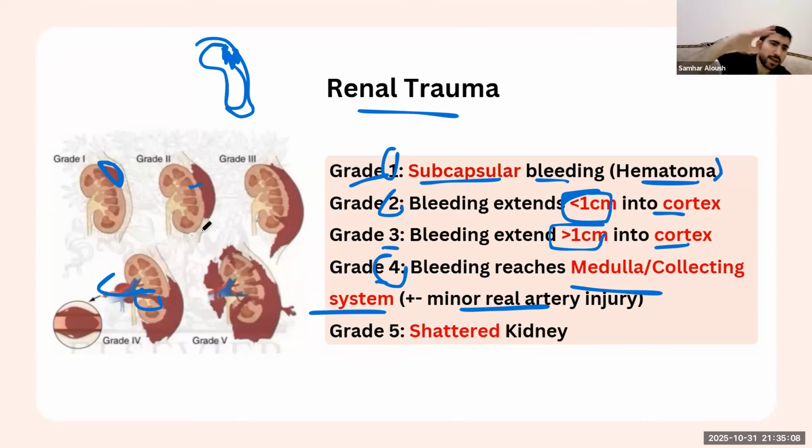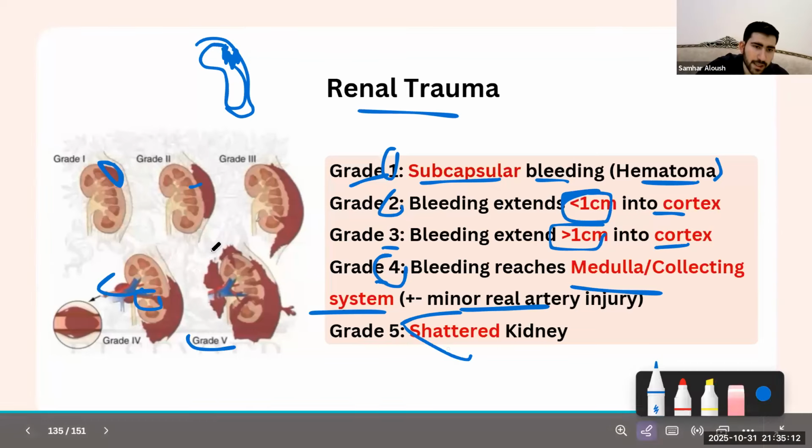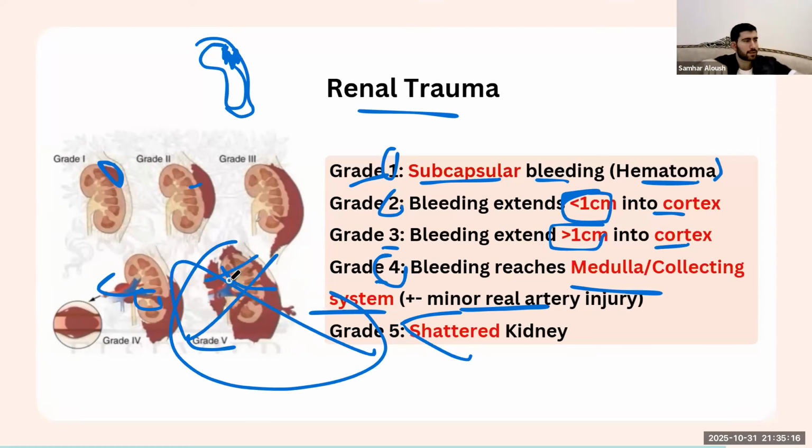So it reached the middle and the vessels and everything. That's grade 4. Grade 5 is shattered kidney. The kidney is completely destroyed, behind, above, below, right, left, it's destroyed. So that's very important. You will definitely have a question about this.